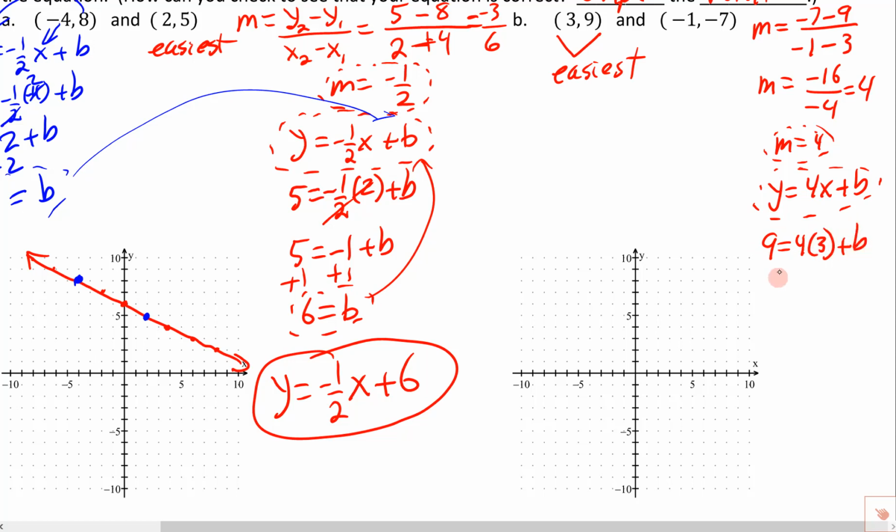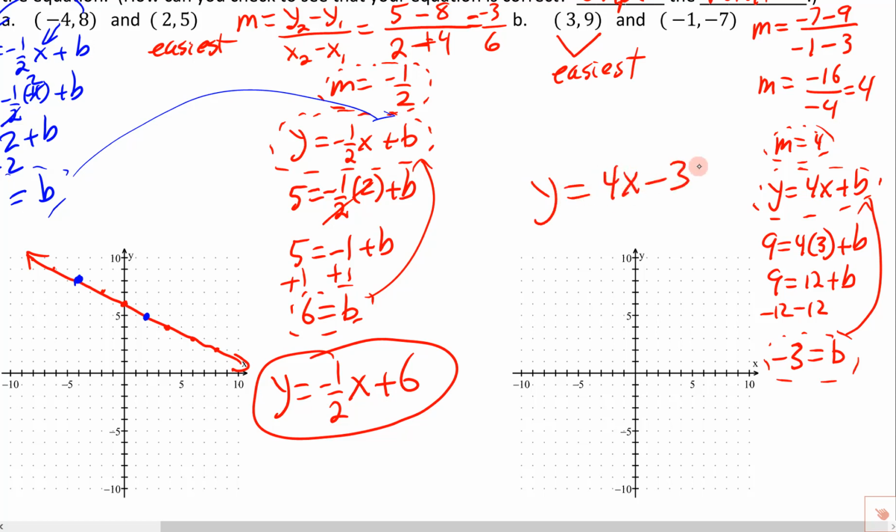And then we finish solving this. Notice this is kind of nice when we don't have fractions. So this is a 12 over here. We're going to get rid of the 12 by subtracting 12. So we get a negative 3 equals b. And I'm going to put a dotted circle on that. I'm then going to plug it in right here, and this is what we think the answer is, and I've got plenty of room up here. So we're going to write down y equals 4x minus 3, circle up, and we're all set to go.